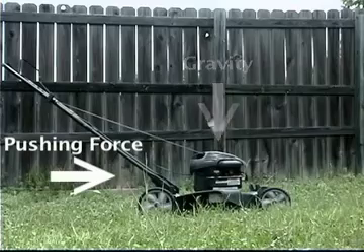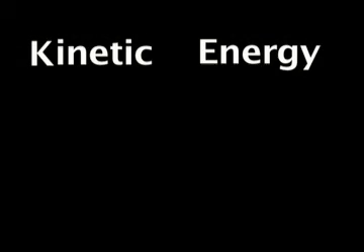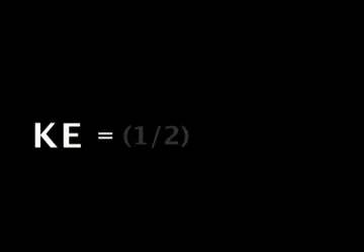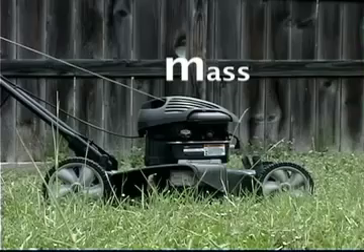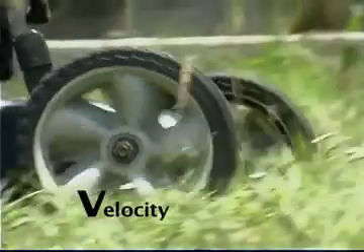Let's consider your pushing force. When you mow the grass, you create kinetic energy. Kinetic energy is defined by half times mass times velocity squared. M is the mass of the mower, and V is the speed of the mower in meters per second.